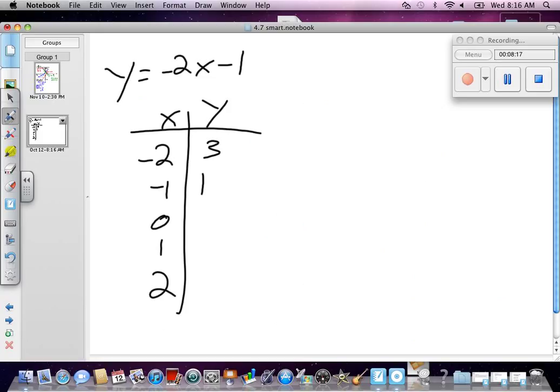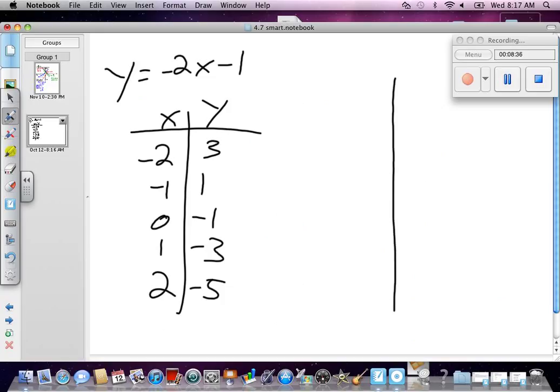What's negative 2 times 0, guys? 0 minus 1 is? What's negative 2 times 1? Negative 2 minus 1 more is? Good. What's negative 2 times 2? It's negative 4 minus 1 is negative 5.